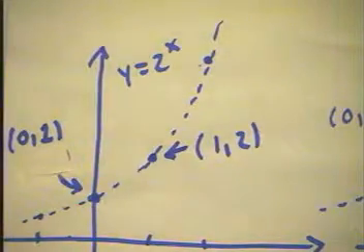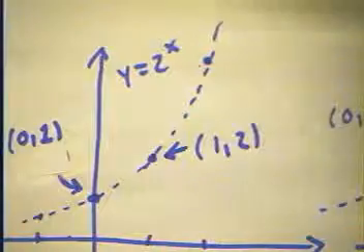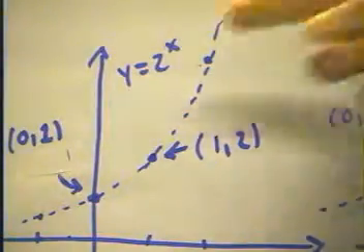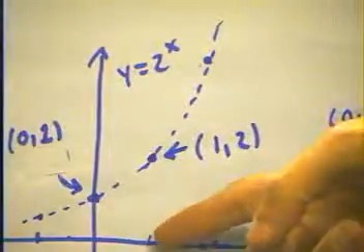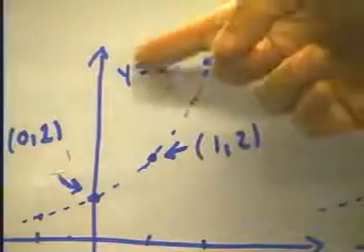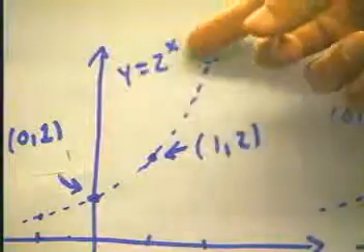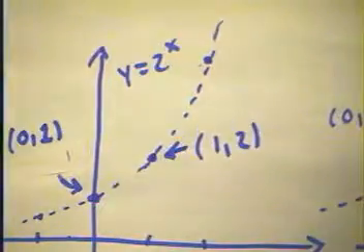Let's look at the graph of y equals 2 to the x. We say that the two fundamental points that define the graph of this exponential function are the y-intercept and the x equals 1 point. The y-intercept, of course, is obtained by substituting 0 for x. We get y equals 1, so we have the point (0, 1).